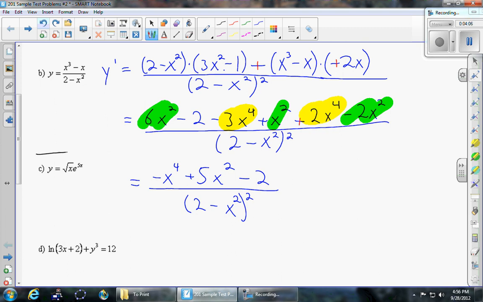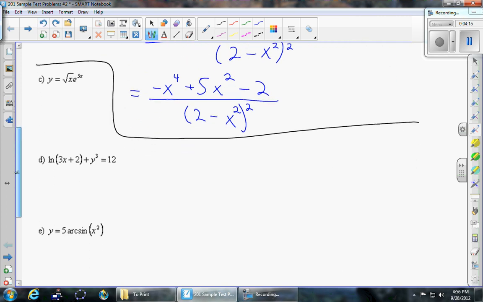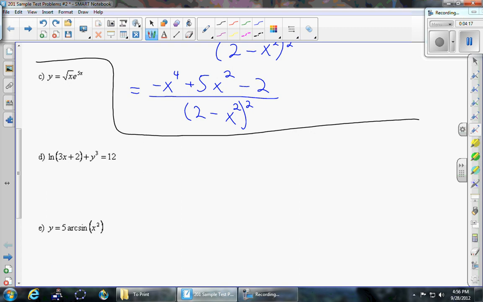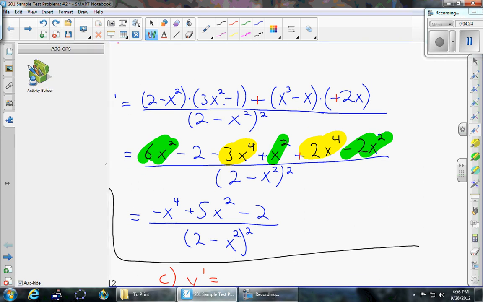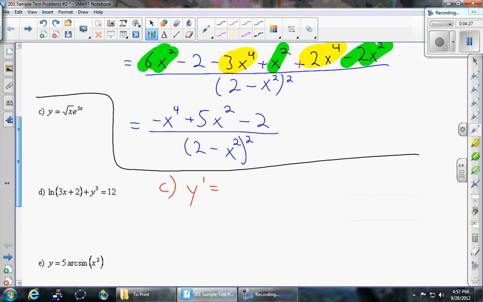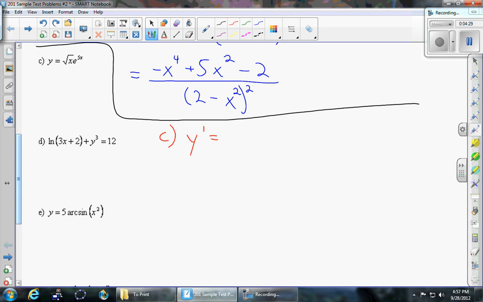And we'll move on to part C. Okay, part C says find the derivative of y equals the square root of e to the square root of x, e to the 5x. Okay, this is a product rule. So we'll put our answer to part C down here. y prime equals first times derivative of the second, and then the derivative of e to the 5x, that's a chain rule. It's e to the stuff times derivative of the stuff.